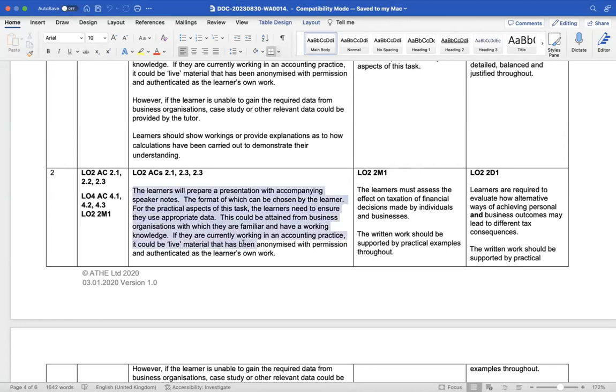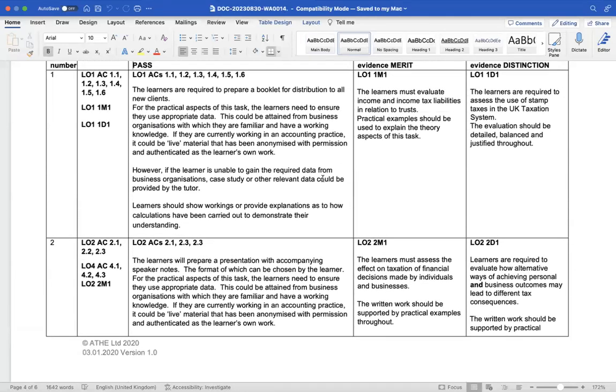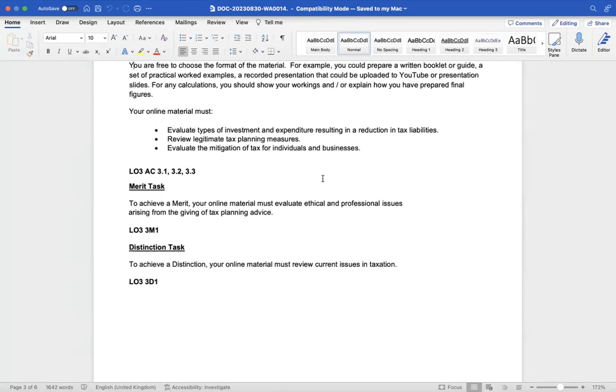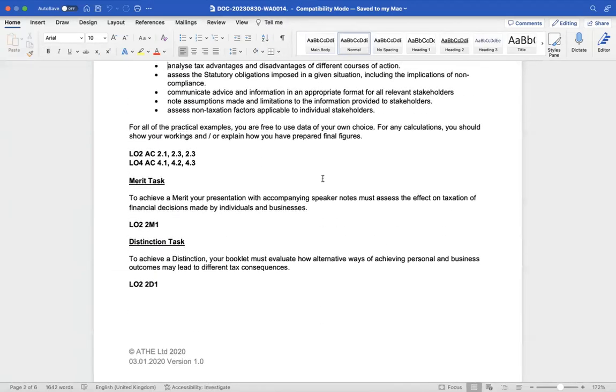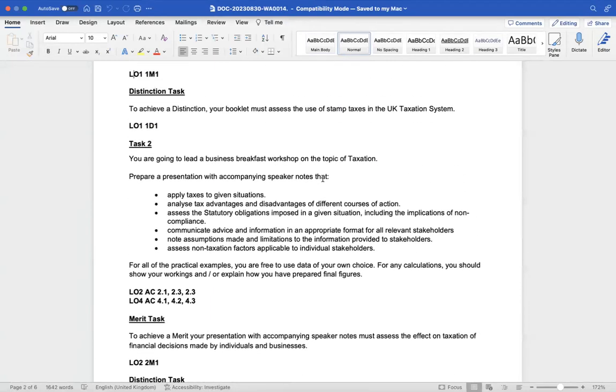So here is the pass criteria. The learner will prepare a presentation with accompanying speaker notes, the format of which can be chosen by the learner, for the practical aspect of the task. So basically, to achieve a merit, your presentation and speaker notes should assess the effect of financial decisions made by individuals and businesses on taxes, and how choices or organizational changes can influence tax liabilities and outcomes.